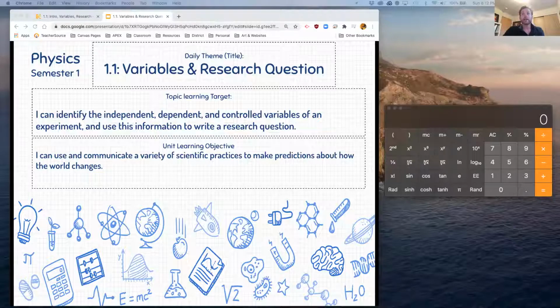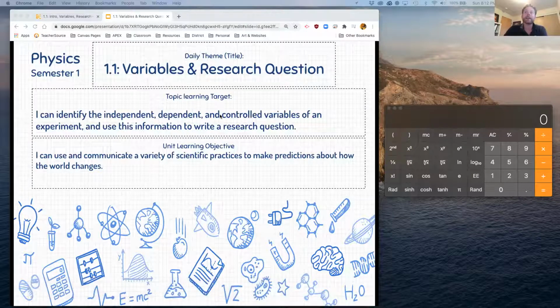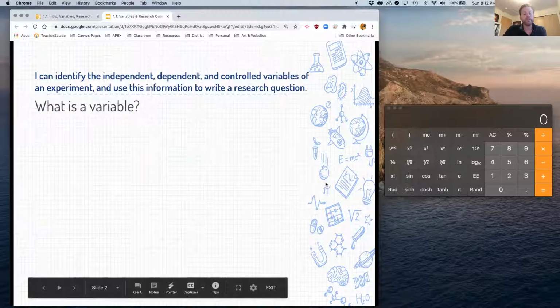Awesome stuff, okay? So today, we're going to be talking about something that if you took physics already, you know plenty about, and that's variables and research questions, okay? So the goal for today is that you can identify the independent, dependent, and controlled variables of an experiment, and then use that information to write a research question. Cool? Cool.